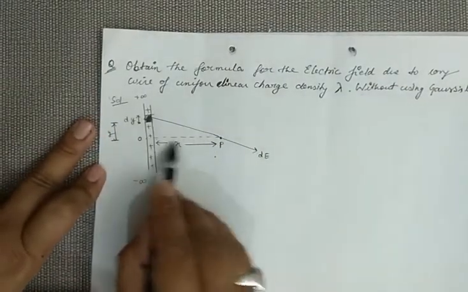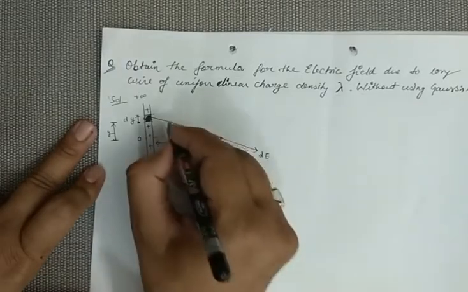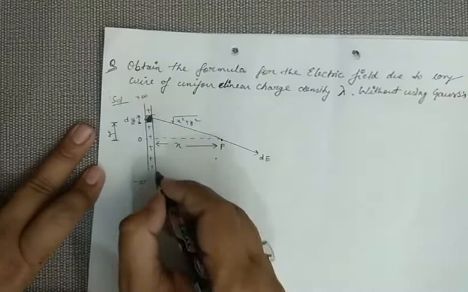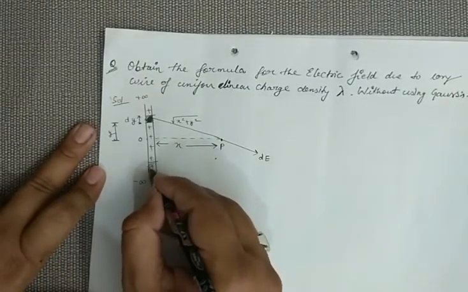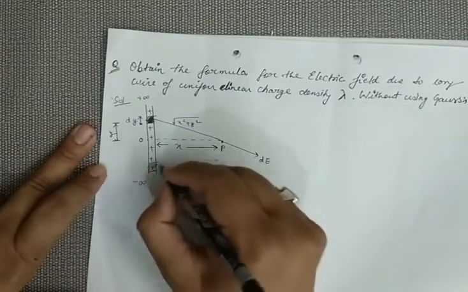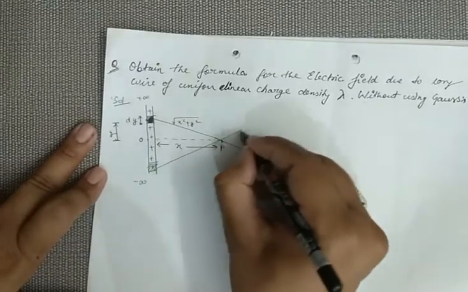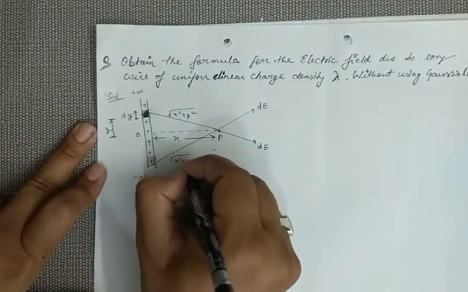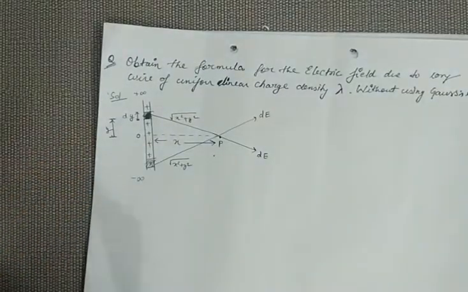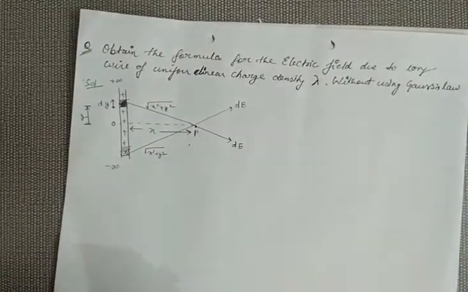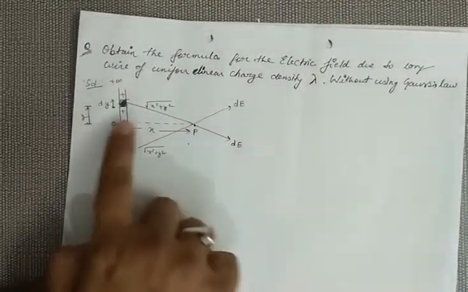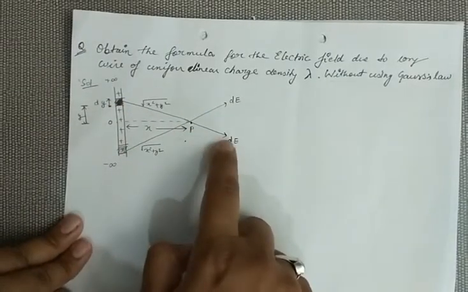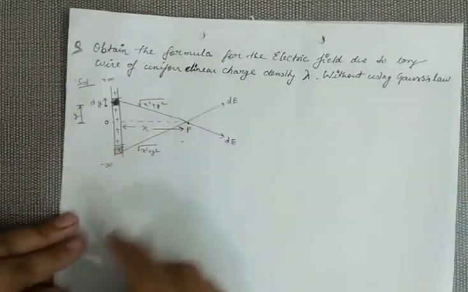This distance is x. This distance is y. So according to Pythagoras theorem, this distance will be root of x square plus y square. In a similar manner, at the same distance we consider another segment, and because of this segment the electric field will be moving outward, dE, same length x square plus y square. So I just considered a wire. Point is at a distance of x. Small segment dy gives electric field dE. Another small segment gives electric field dE.